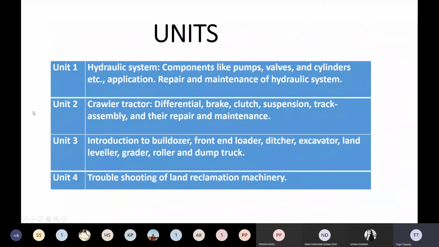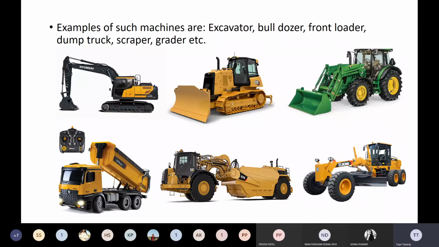Now, what are the topics that we will be covering in this particular course? First unit is hydraulic system, components, working principle, etc. of hydraulic system. So all these machines, they work basically on the principle of hydraulics. That means they are powered by hydraulic power.